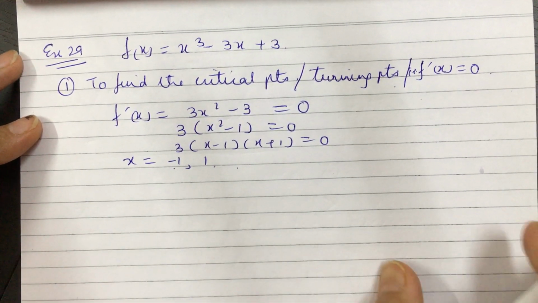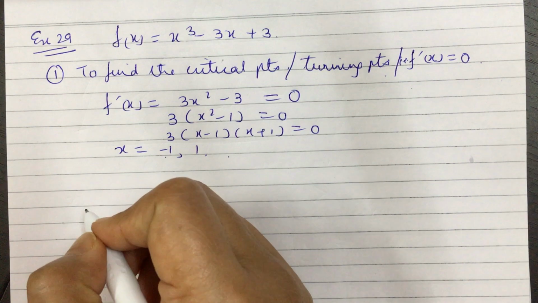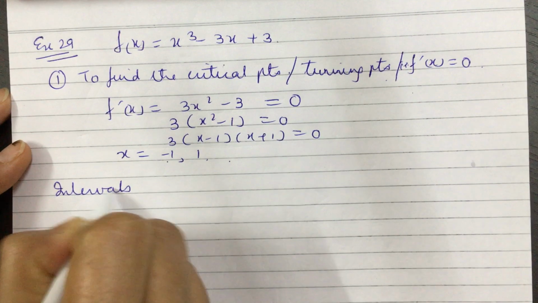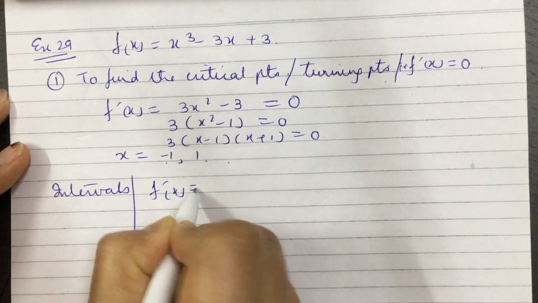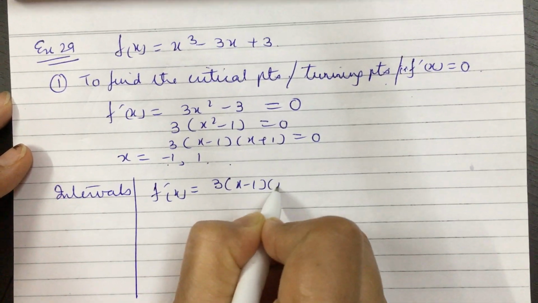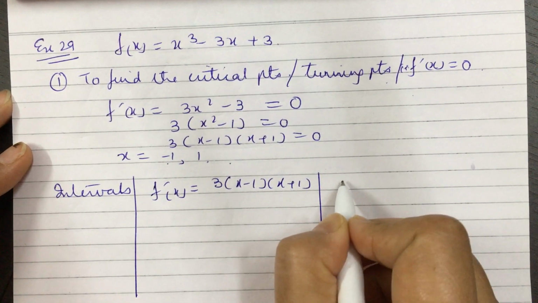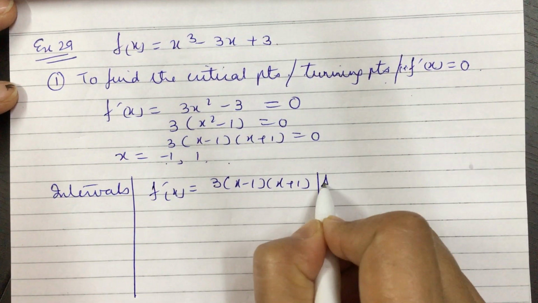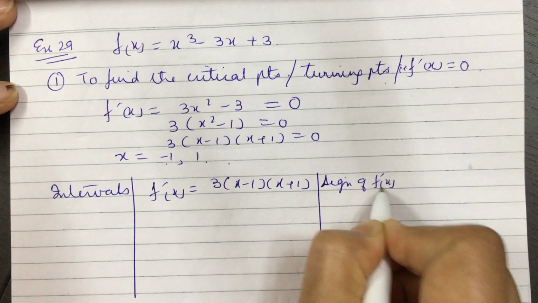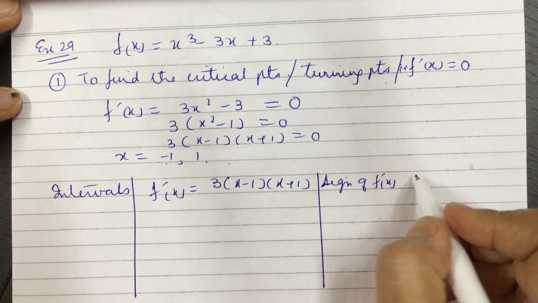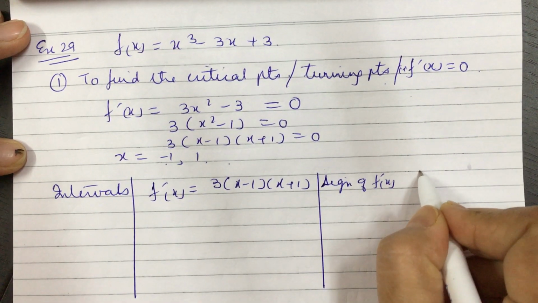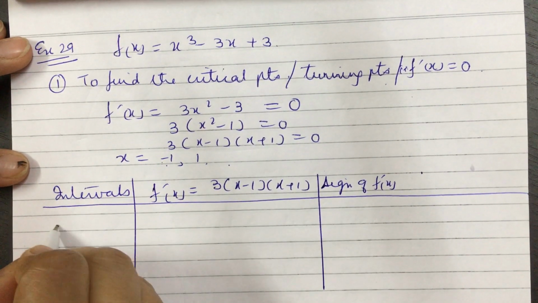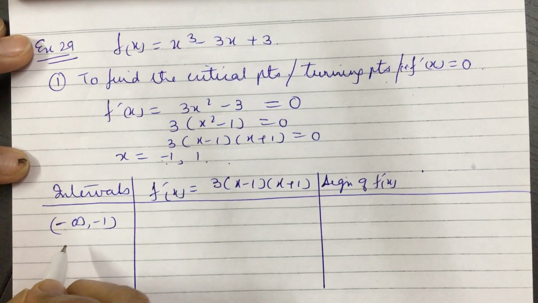Now, again we will make a table similar to what we did in increasing decreasing functions, and so we write intervals, then we write f dash x equal to 3 times (x minus 1)(x plus 1), and then we write the sign of f dash x, and so we see the nature of the point. Okay. So, first of all let us write down. First interval would be minus infinity to minus 1.